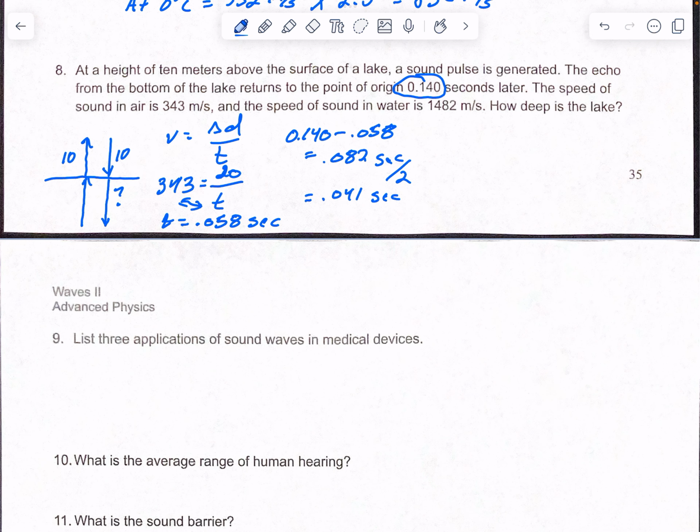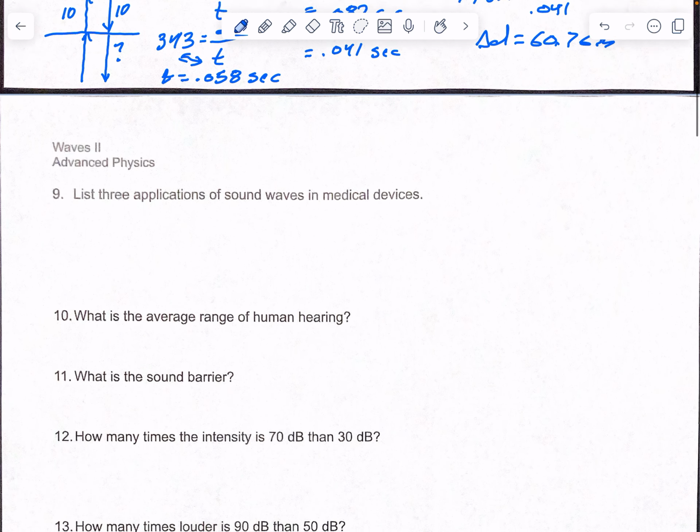And now you're just going to do V equals D over T again. So 1482 is your new V. Distance you don't know. And then your time is 0.041. So multiply those, and you get a distance of 60.76 meters. Okay, so again, on the test, more than likely you'll just see a basic echo problem where you just need to make sure you are cutting the time in half to figure out how far that surface is. So don't get too hung up on this one.